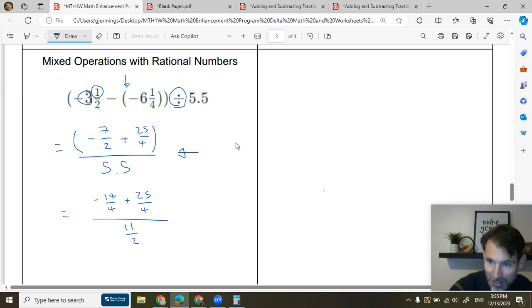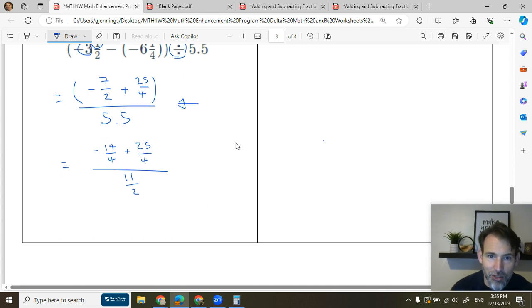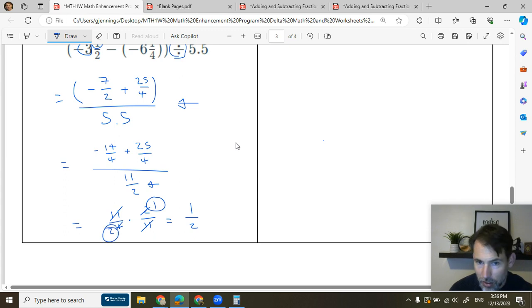Okay, so now we go ahead and go -14 plus 25. Well, that's 11 over 4. Divided by 11 over 2 is flip and multiply. So the 2 goes on top and the 11 goes on the bottom. 11s cancel. The 2 cancels the 4, but leaves a 2. So this is equal to 1 over 2. Because when I cancel that, I get a 1. 1 is the only thing left on the top. 2 is the only thing left on the bottom. 1/2. Cool.